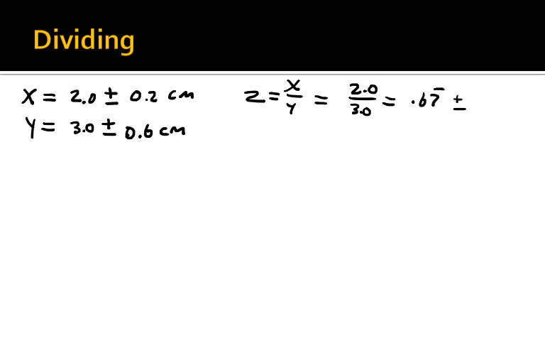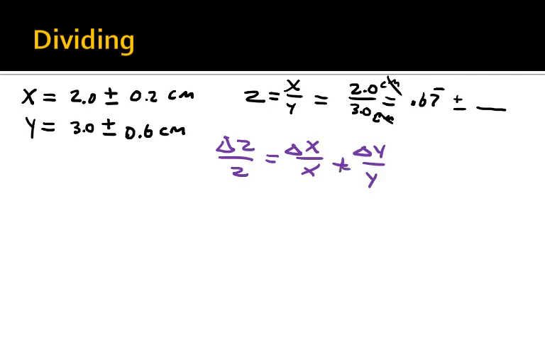and plus or minus what, right? So in this case it's going to be unitless because we have centimeters over centimeters, so those centimeters cancel out. And so plus or minus some value, right? So it's 0.67 plus or minus some value, and so the equation is actually the same for dividing and multiplying. The uncertainty in z over z is equal to the uncertainty in x over x in this case, plus the uncertainty of y over y. And that will enable us to get what this is.